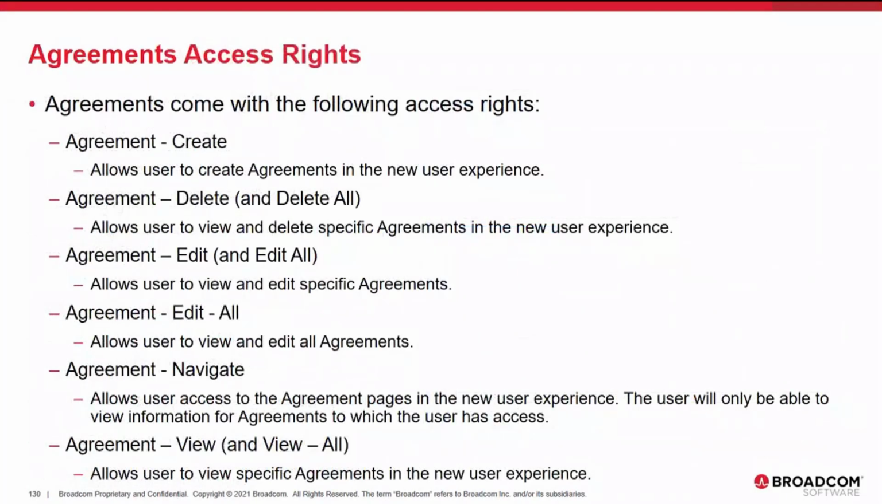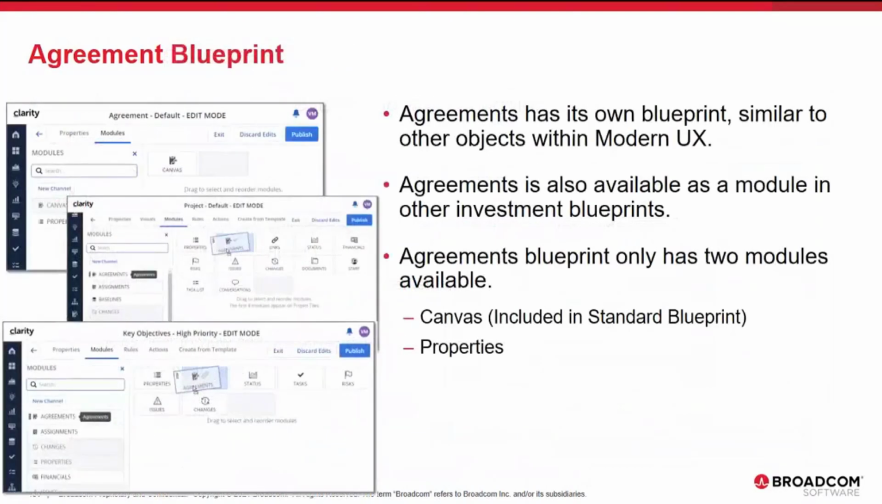Agreements come with several access rights. The list is right here, which is similar to other investment types. I will not read through each and every one, but it comes with the same standard create, edit, delete, and navigate rights. Agreements also have their own blueprints. And today in agreement blueprints, there are only two modules that can be added, which are the properties or canvas. In addition, every other investment, the project, idea, and custom investment types, also has a new module that is available that can be included called agreements.